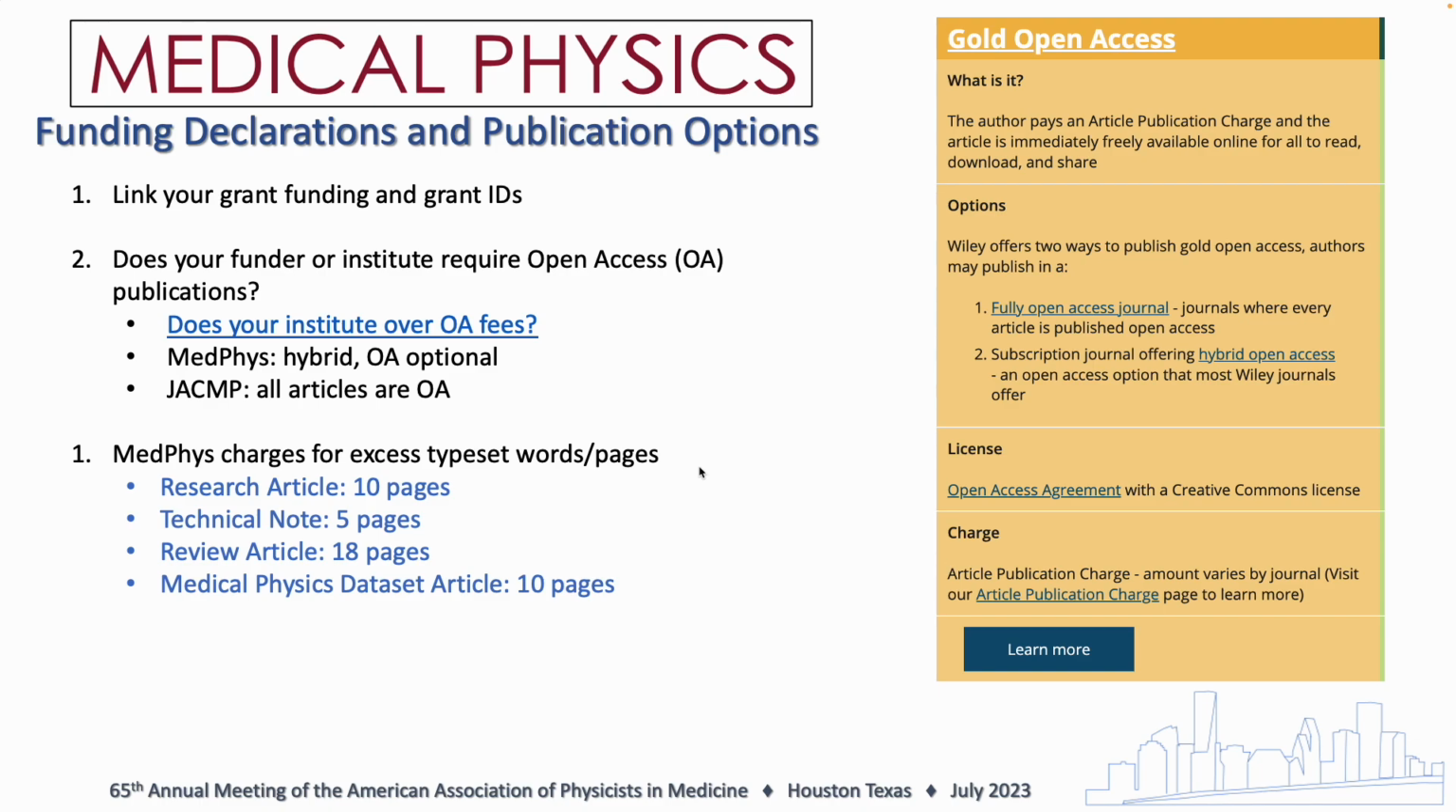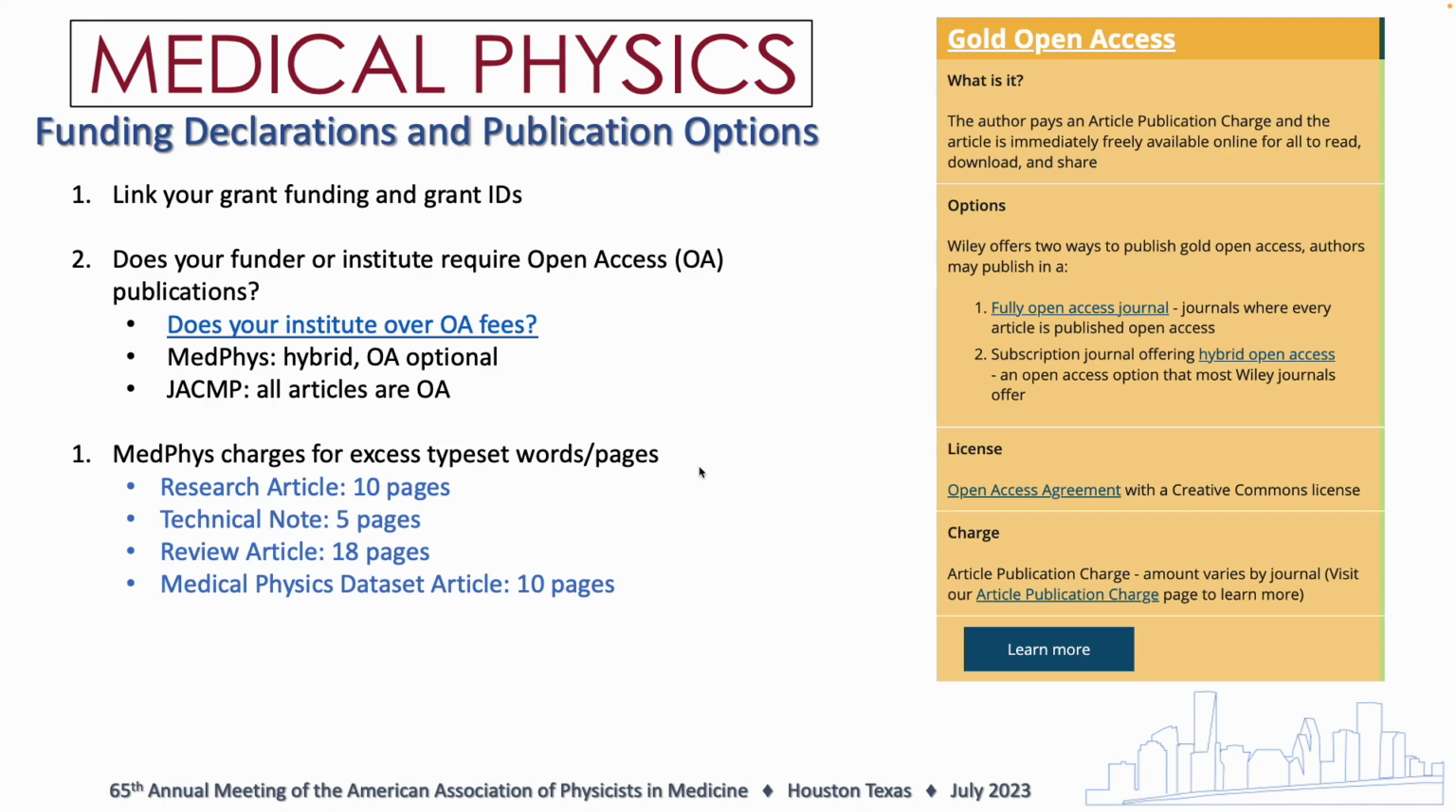For the Medical Physics Journal, we are a hybrid journal. That means that open access is optional. That means that there is a fee if you would like to pay for open access, but it is not required. For JACMP, all articles will incur an open access fee. For Medical Physics Journal, we additionally have some further charges here for if you go over our page limits.